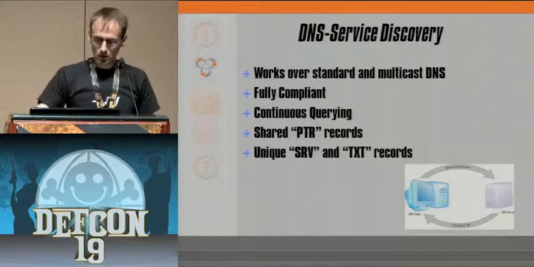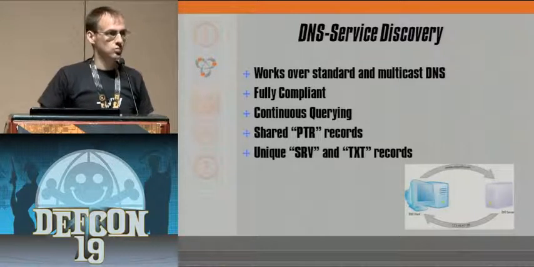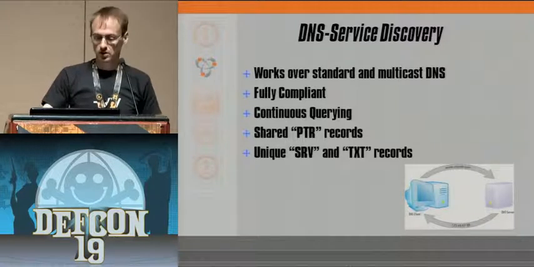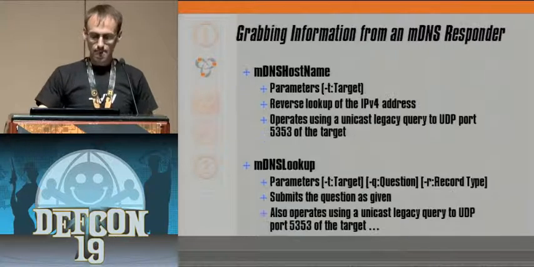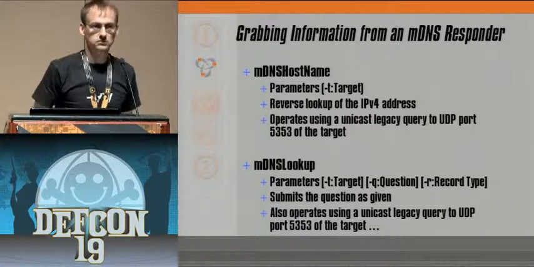Okay, so these pointer records, while shared among those 5, point back to unique service and text records that each host will then have to make available, so that you figure out about that service and you utilize it. Okay. All right. So when I saw this, I was pretty excited.